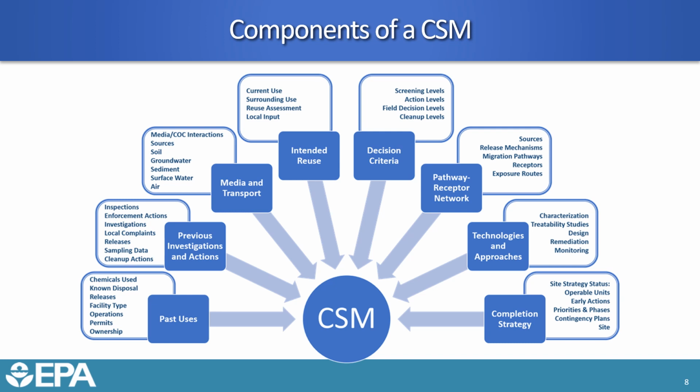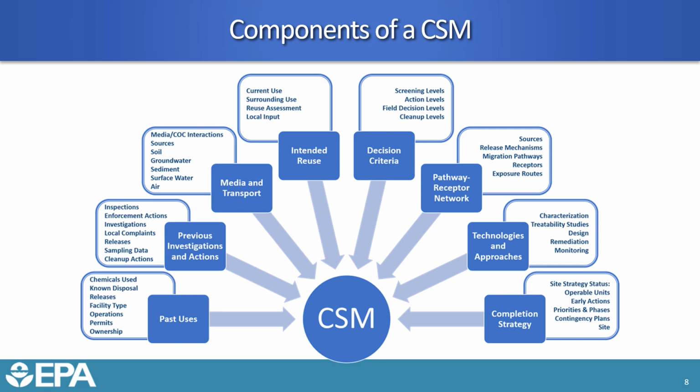As far as the pathway receptor network, we would be looking at sources, what type of release mechanisms are out there, what type of migration pathways. From a human health and ecological standpoint, what are the receptors? What are the sensitive receptors? And what are those exposure routes that we're concerned about?